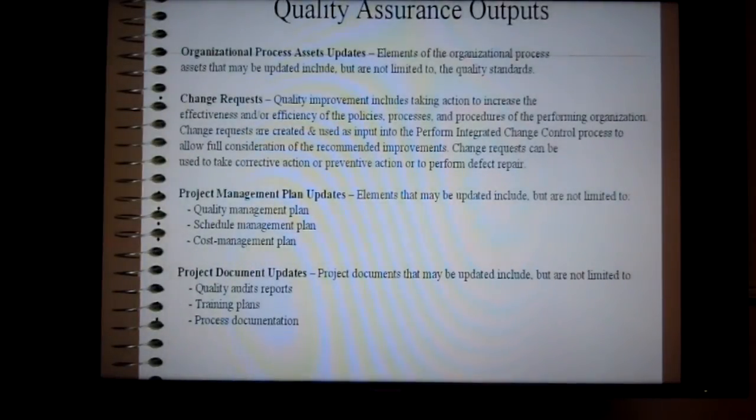The outputs: organizational process asset updates. The elements of the organizational process assets that may be updated include, but are not limited to, the quality standards. Change requests, we spoke about those. Project management plan updates are pretty much scheduled updates that speak of quality management, schedule management, and cost management. Project document updates are not limited to quality audit reports, training plans, or process documentation. This is where you would see the change requests and updated document procedures within this section.